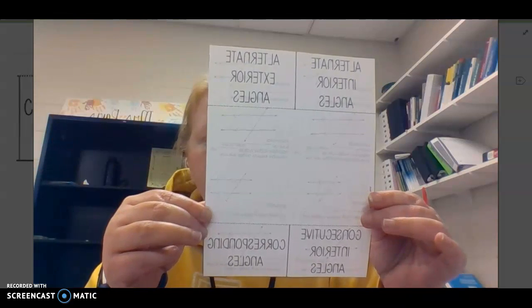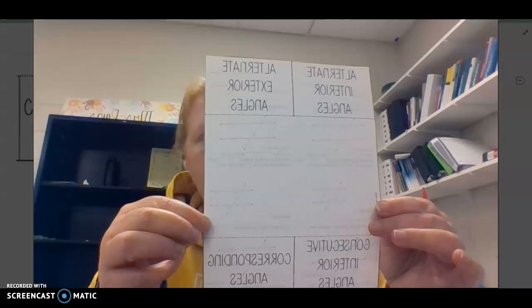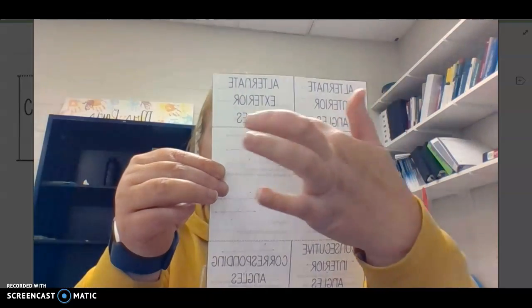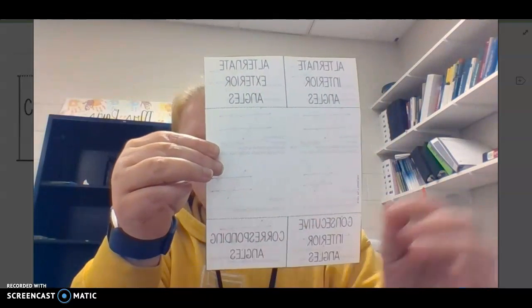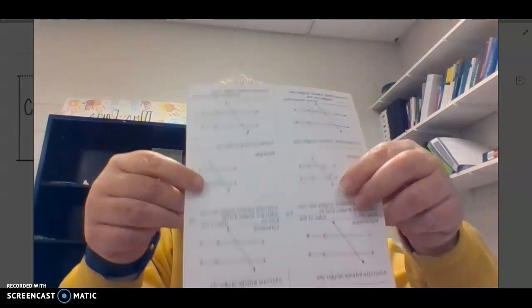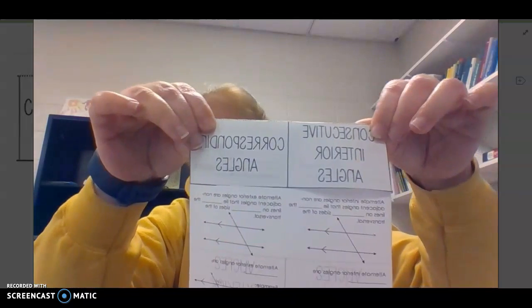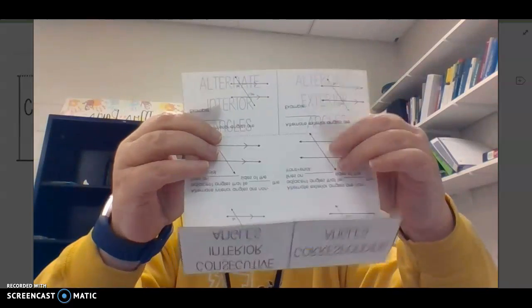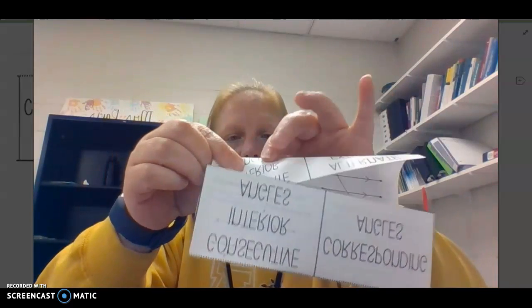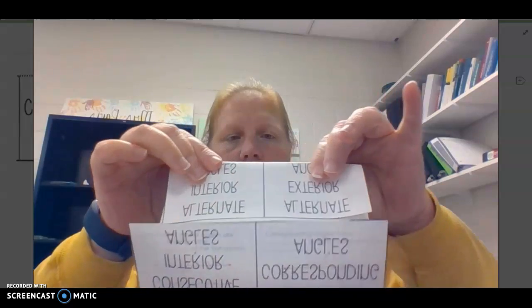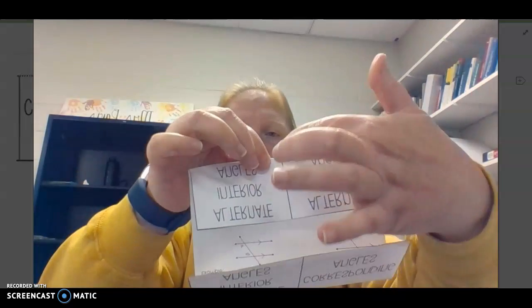All right, so after you have cut off the excess, you should get something like this. Now notice that these lines are dotted right here and here. What you want to do, I'm going to turn it over, is you want to fold along those dotted lines like that, and then the same thing up here, and like that, okay?